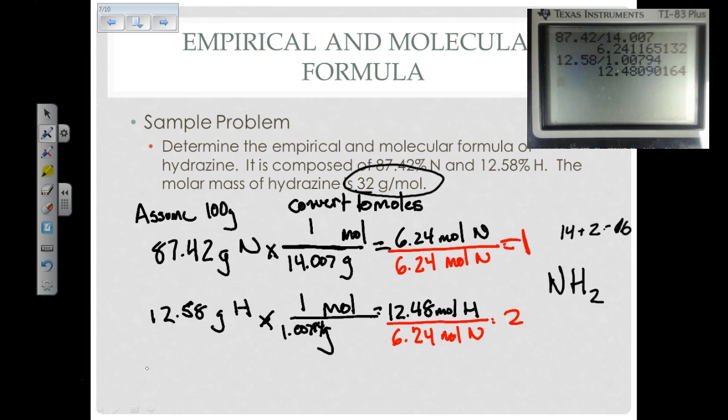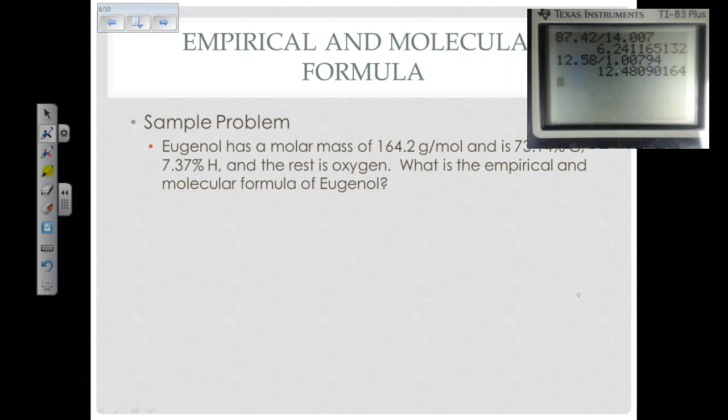And if you're unsure, you can go 32 divided by 16, and that's going to equal 2. So that tells us that the molecular formula is twice the empirical formula. So it's 2 times NH2, so that means that it's N2H4. Okay, so that just tells us the multiplication that we need to do in order to get there. So now we want to do the same thing for this compound eugenol.